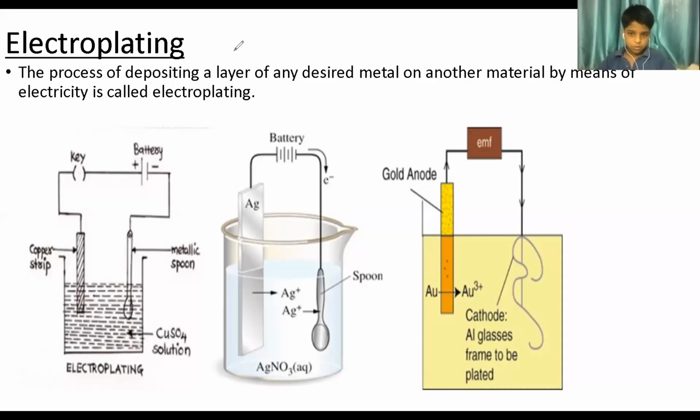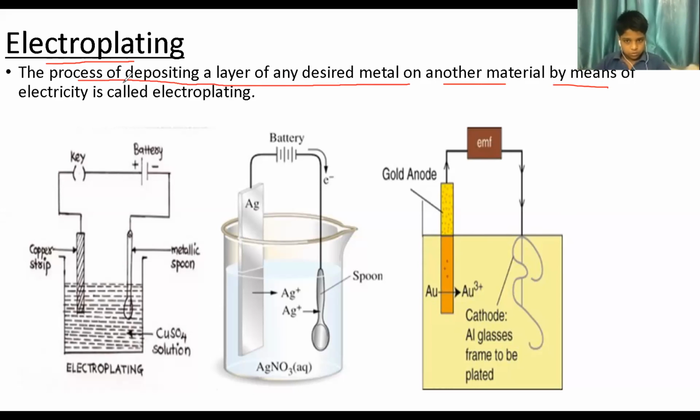The next topic is electroplating. What do we mean by the word electroplating? So that is very simple. The definition is very simple. The process of depositing a layer of any desired metal on another material by means of electricity is called electroplating.